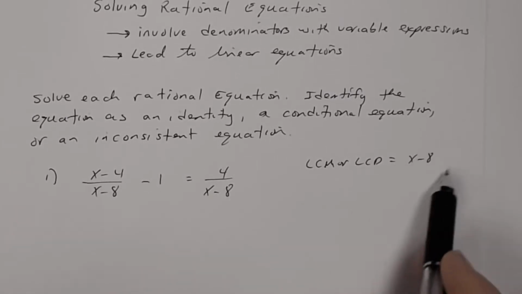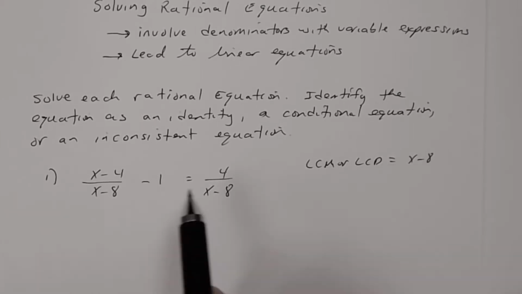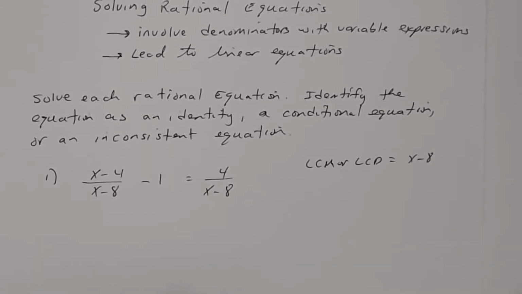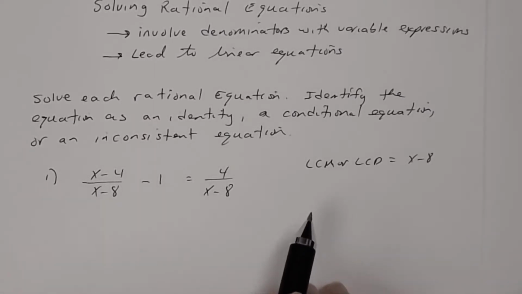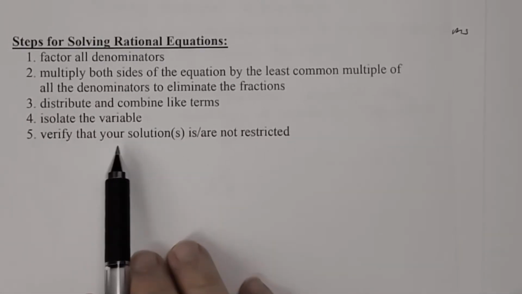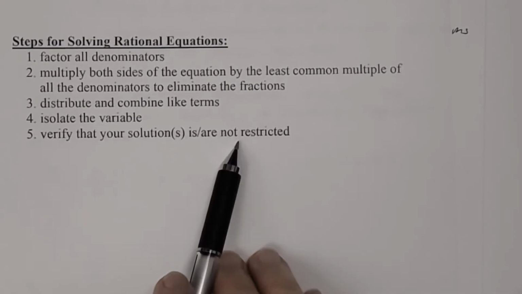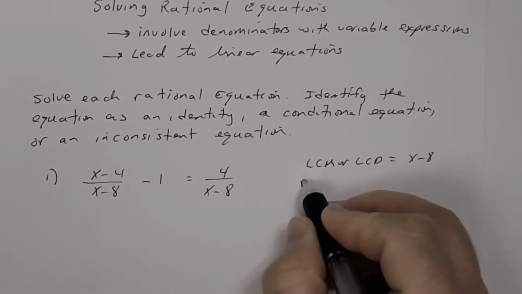Well, every expression has a factor of 1 in it. And then the next one is x minus 8, which I already have. Okay, so I found my LCD. Now, when we go through the process, you see that fifth step? The fifth step is to verify that your solution is not restricted. So what you may want to do next is find the restrictions.